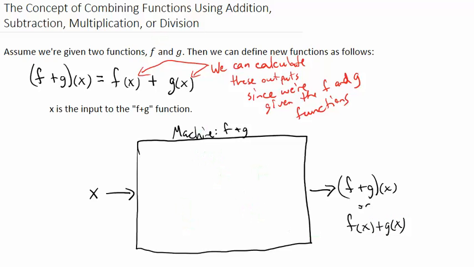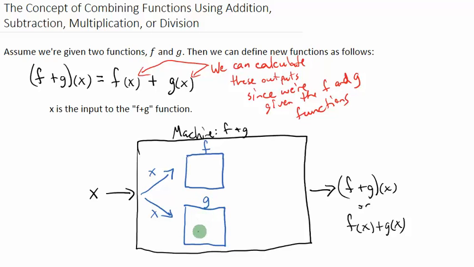Now let's look at the inner makings of this machine. What happens inside this machine? How does this machine turn x into this stuff? Well, here's what happens. X comes in and it's fed to two different routes. X is fed into the f machine that we know. F is given. It is also simultaneously fed into the g machine. So I split my input and give it to each of these machines. And what comes out of the f machine if x comes in? Well, f of x comes out. And what comes out of the g machine if x comes in? Well, g of x comes out of those.